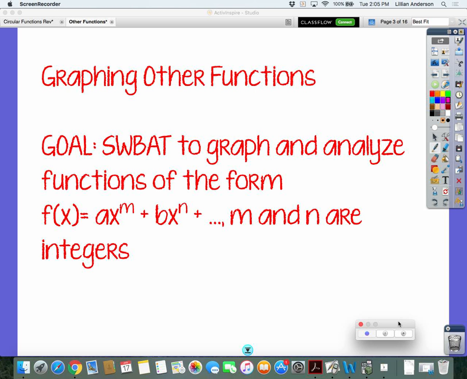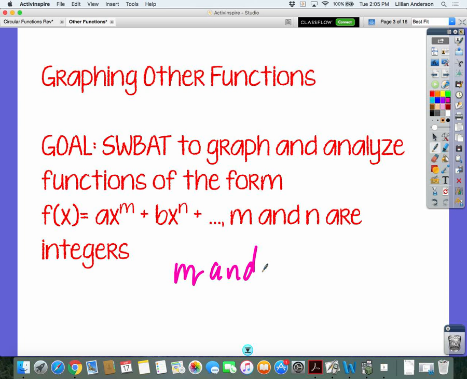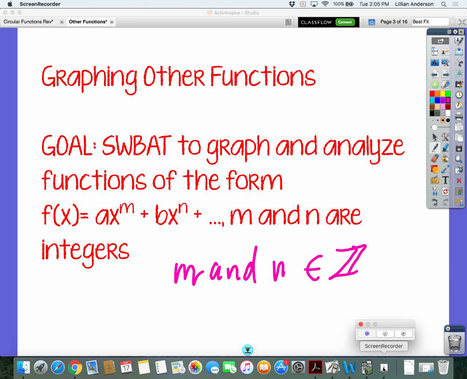What's the symbol for integers? It is a Z. And what you might actually see is this type of notation. So just to be aware, that does mean that m and n are elements of integers.